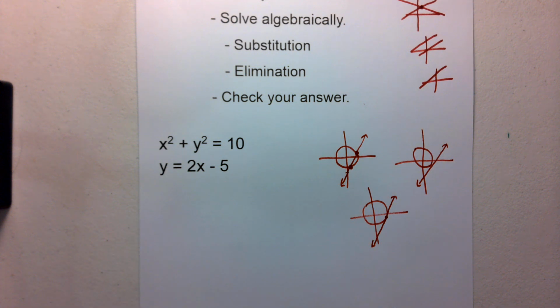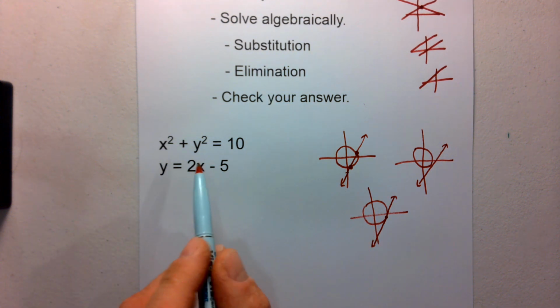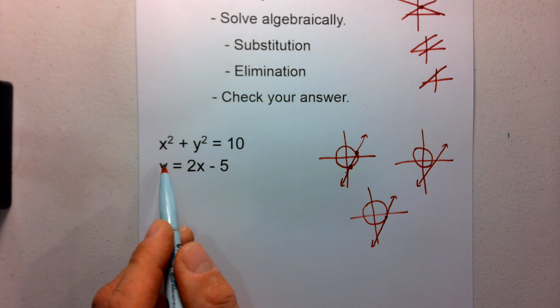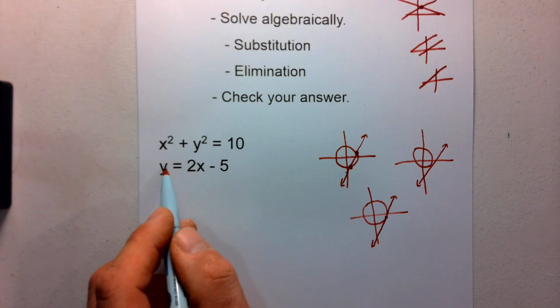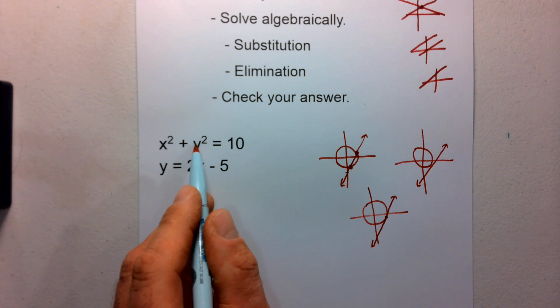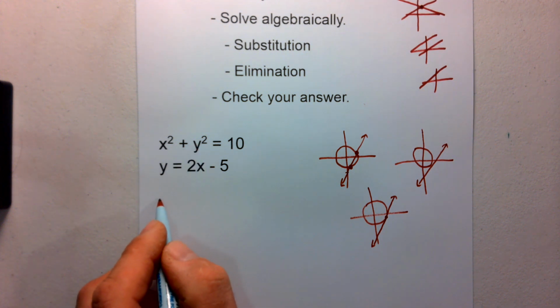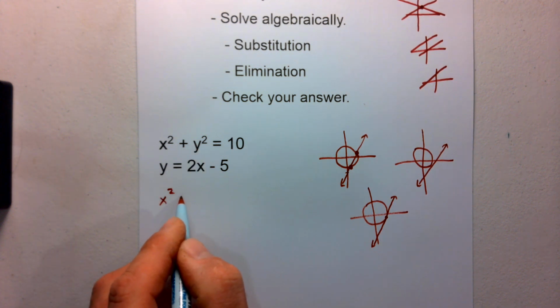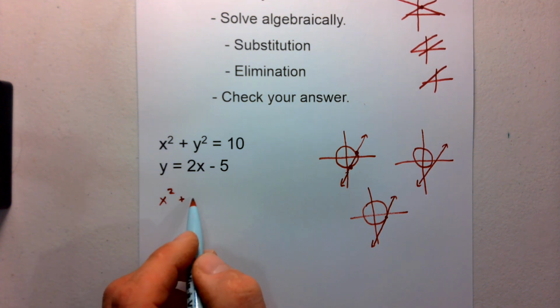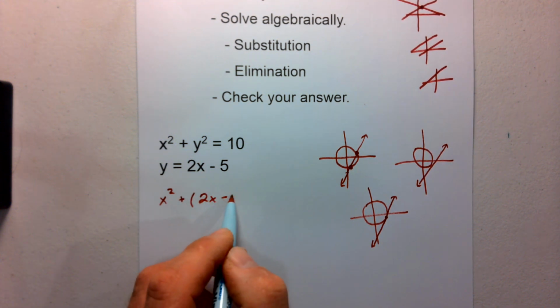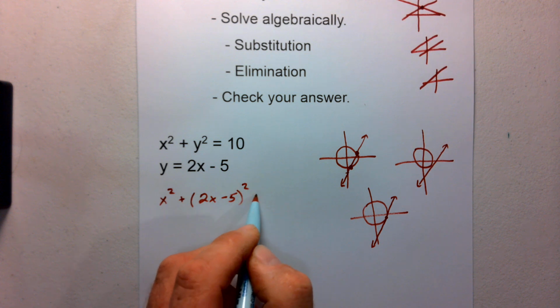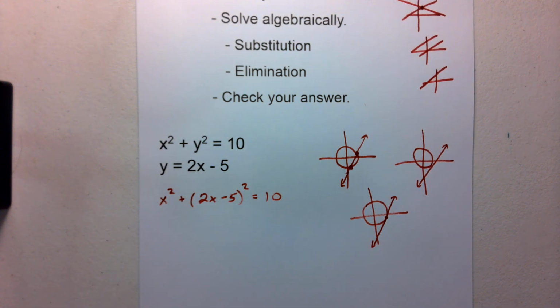So with this one, we can do elimination or substitution. When we have a variable by itself, recall we like to use the substitution method. So we're going to take that y information and plug it into the y in that first equation. So I know x squared plus my 2x minus 5, that's my y value, squared is going to equal 10.